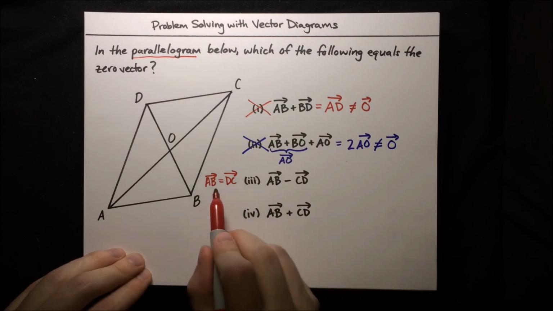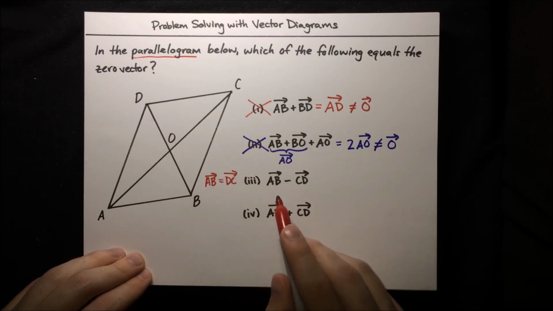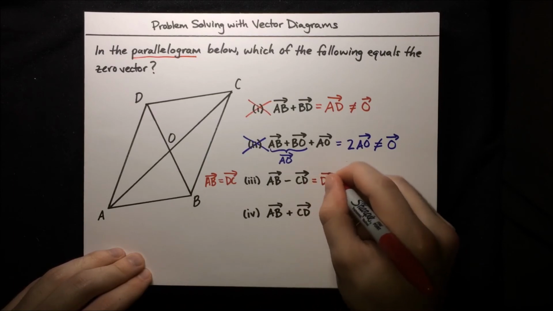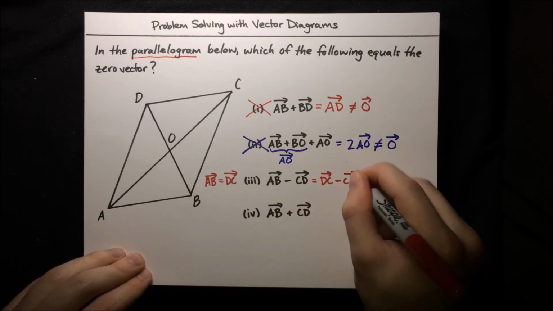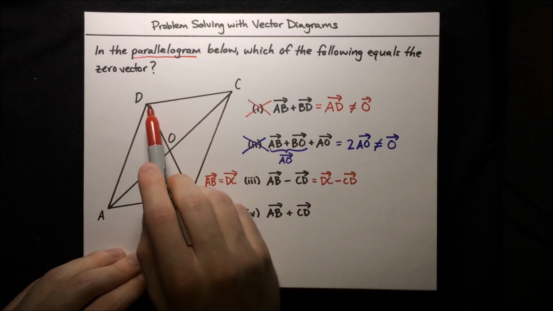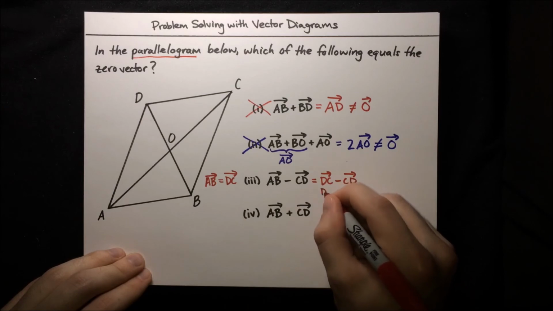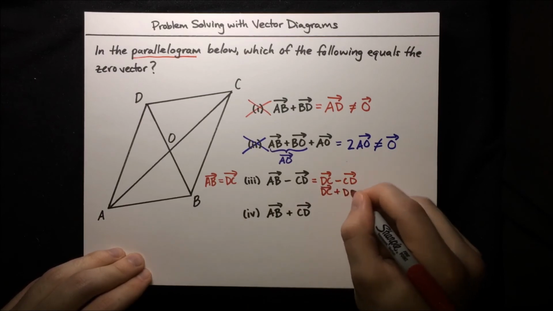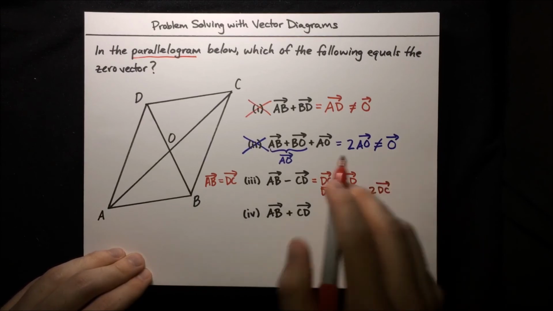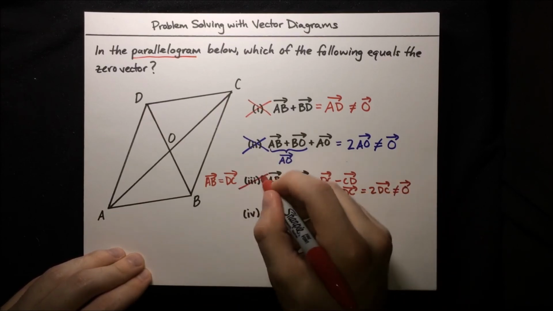Alright, so now let's use this bit of information. If vector AB is equal to vector DC, then we can just substitute that in right here for AB. So AB minus CD is equal to DC minus CD. Now notice that negative vector CD, the negative just flips the direction, so negative CD is equal to DC. So this is really the same as DC plus vector DC, which comes out to 2 times the vector DC, and vector DC is not the 0 vector, so twice of it is not the 0 vector. So it's not choice 3 either.